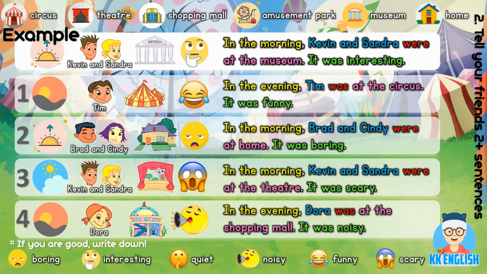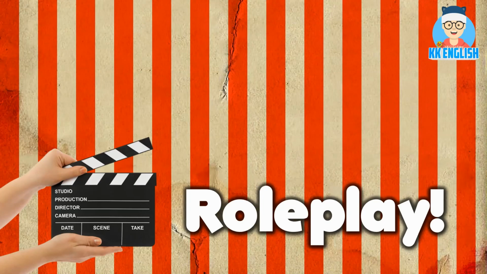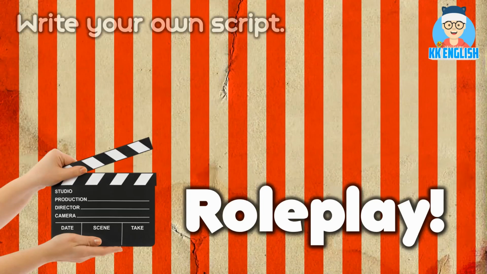How many did you get correct? How many sentences can you tell your friends? If you get more than 2 correct sentences, great! Now let's move on. Role play. Our number 3 goal today is to do a role play. You need to write your own script.